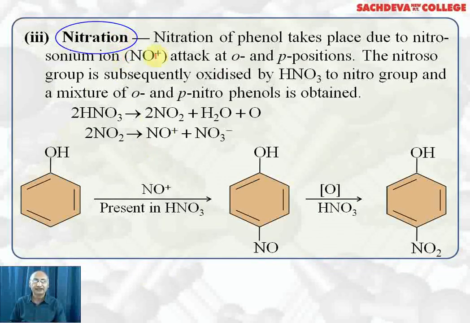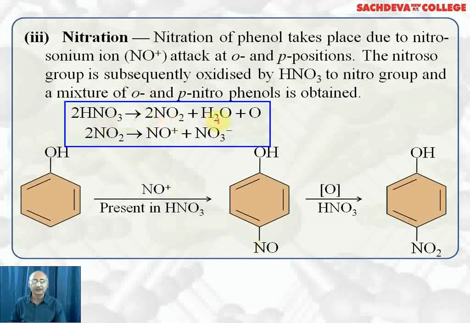Let's take up nitration. Nitration of phenol takes place due to the nitrosonium ion, which is an electrophile and it attacks at ortho and para positions. But the para position is more activated, therefore it attaches the nitro group at the para position. How is it formed? HNO3 changes to NO2 plus water plus nascent oxygen. NO2 breaks down into NO+ and NO3-. NO+ attacks at the para position, we get para-nitrosophenol. And nitric acid being an oxidizing agent, it will lead to the formation of para-nitrophenol.